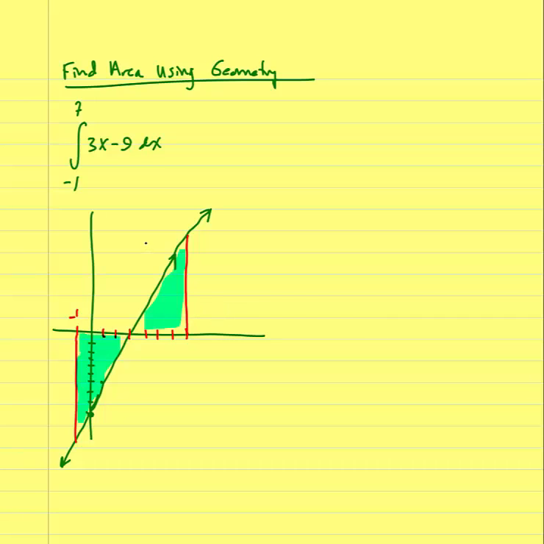I'm going to call this area 1 and area 2. So area 1 would be 1/2 base times height. So 1/2, and the base we can see goes from 3 to 7, so this is 4. And then for our height we can get by plugging in the value of 7. So 7 times 3 is 21. 21 minus 9 would be 12. So I get a 12 here. Half of 4 is 2. 2 times 12 is 24.